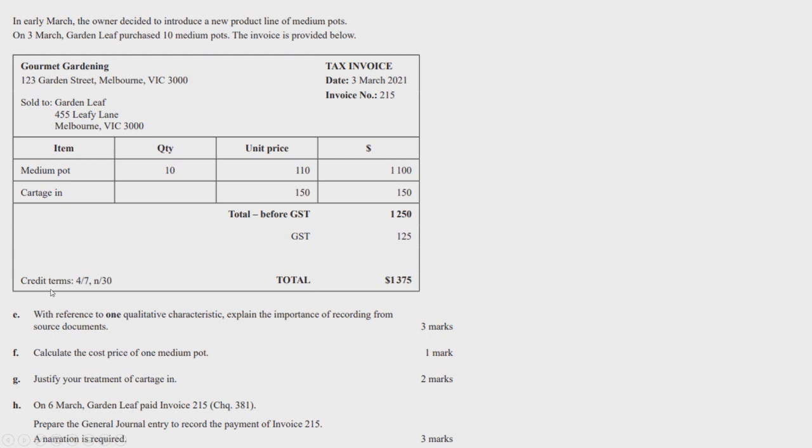So here, 4/7, n/30, meaning there's a 4% discount if you pay within 7 days, and you've got 30 days to pay it off with no discount after 7 days. So, when was this sent out? The 3rd of March. When did I pay it? The 6th of March. That's within 3 days. So we do get that 4% discount.